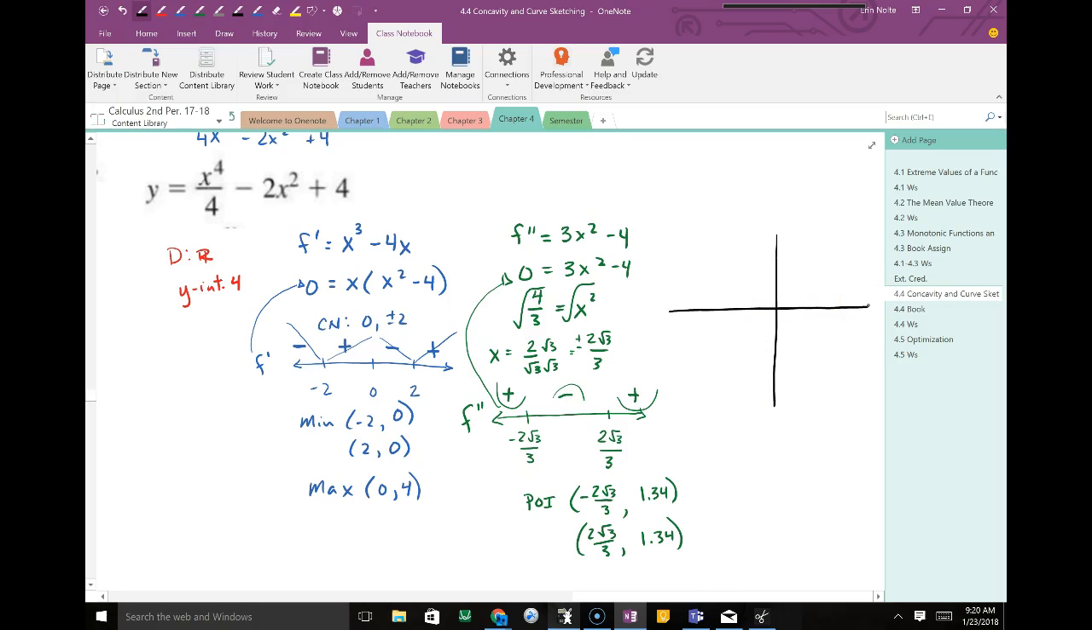So we have a y-intercept at 4. We have minimums at -2, 0 and 2, 0. A max, what? Yeah, because they're both going to be squared, so you'll get the same y value. And then your points of inflection are right there. This is a big old problem. I like it.